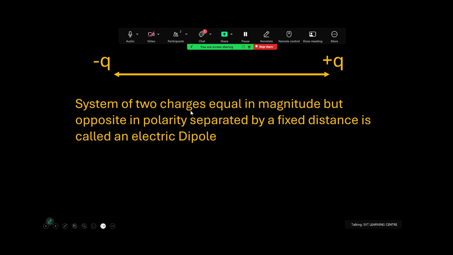So a system of two charges equal in magnitude but opposite in polarity, that means the sign, separated by a fixed distance, is called an electrical dipole.